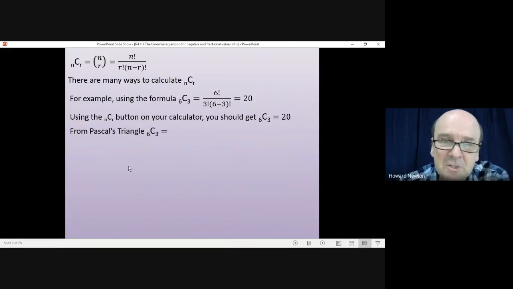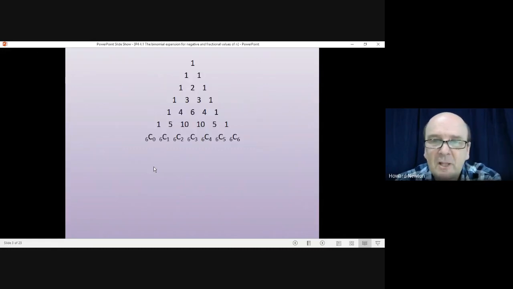Pascal's triangle is also well worth understanding in this context. And you can calculate 6 choose 3 from Pascal's triangle. Pascal's triangle starts off like that, starting with 1, then 1, 1, then 1, 2, 1. And each number is the sum of the 2 above it. So 3 is 1 plus 2. 10 down here is 4 plus 6.